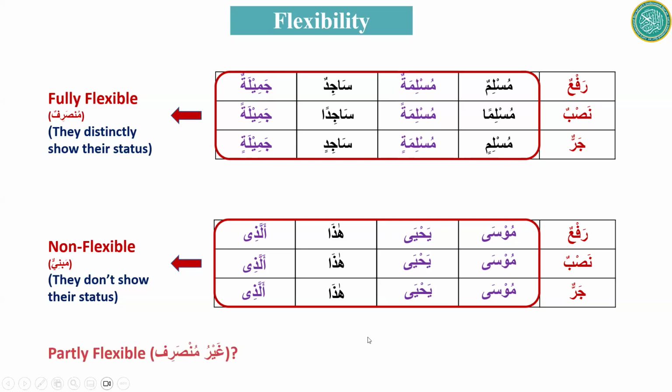It looks like everybody knows what I'm talking about. So there is a third type, which is not fully flexible, and it is not non-flexible either. It is somewhere in between the two. This is called partly flexible. This is the third type, and there are only three types: fully flexible, non-flexible, and partly flexible. These are the only three types with respect to flexibility when we talk about ism.